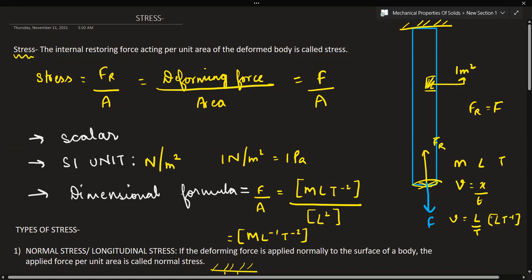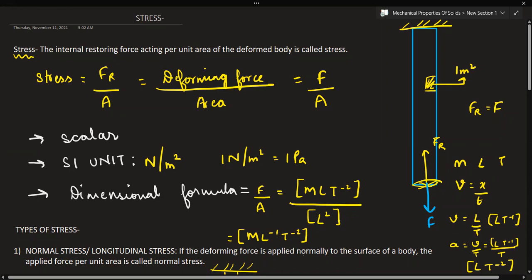So similarly, by using the formulas, for force, you can write mass into acceleration. And acceleration, how can you find it? Acceleration is velocity by time. Velocity is L T to the power minus 1 divided by T. That would give you L T to the power minus 2. And if you multiply it with mass, that means M L T to the power minus 2. That is ma. That would give you force. So force is M L T to the power minus 2.